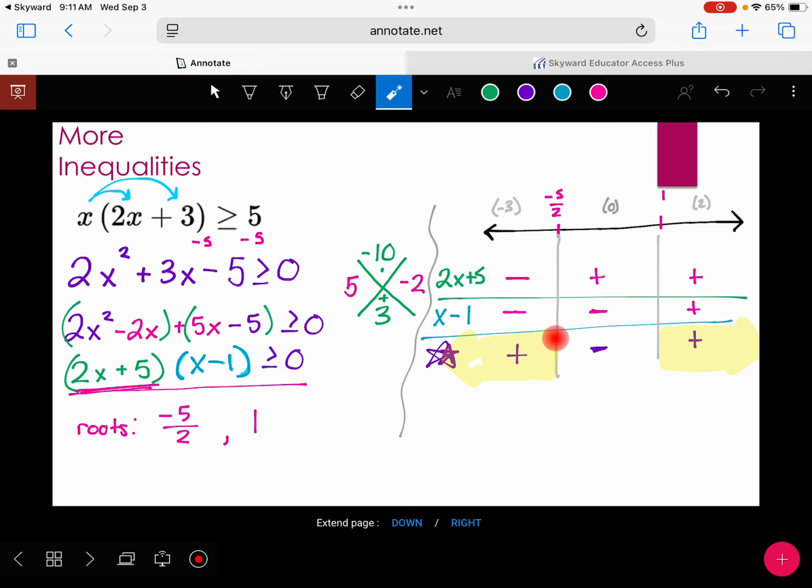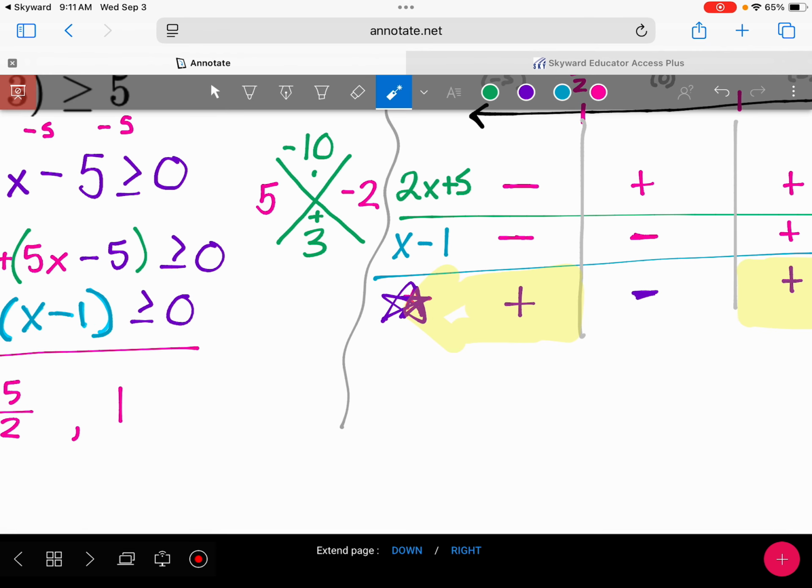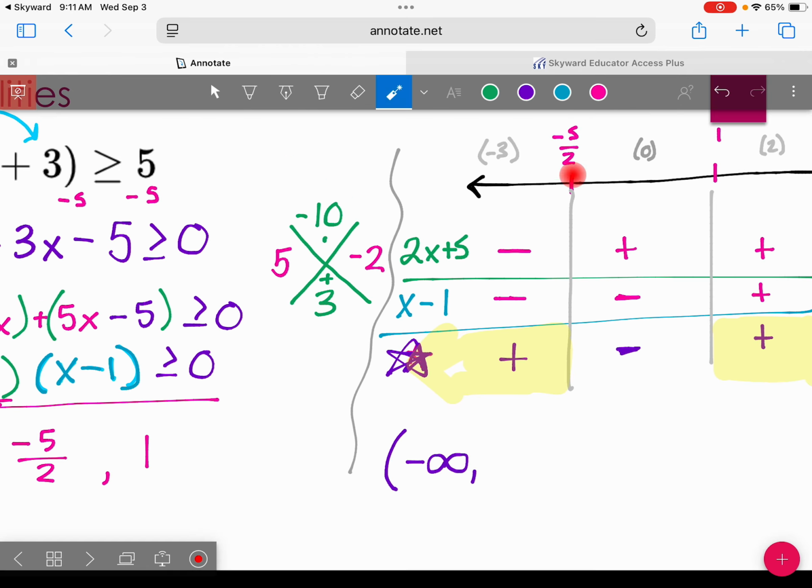Can we equal our barriers here? Are we going to include them? Yeah. Because it equals 0. So we are going to have our 2 sections, because I have 2 places where we were positive. So our first interval is going to be from -infinity up until we hit this wall here. We hit this barrier at -5/2. And since we can include our barrier, we're going to put our bracket on it.